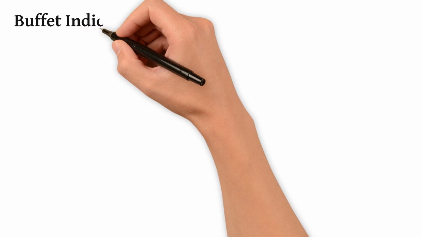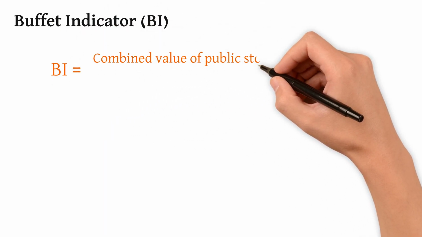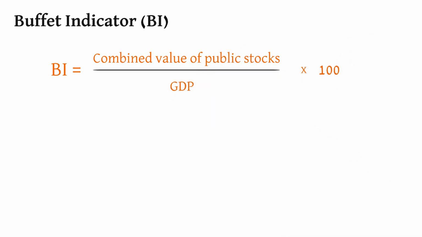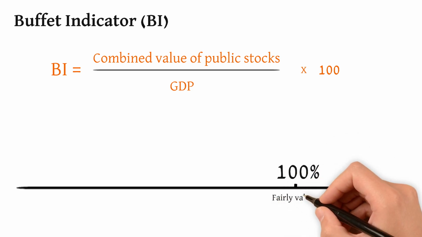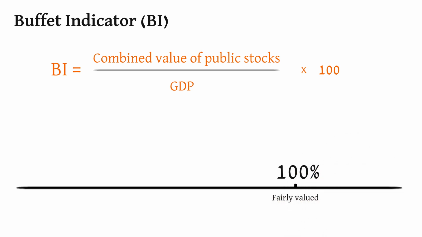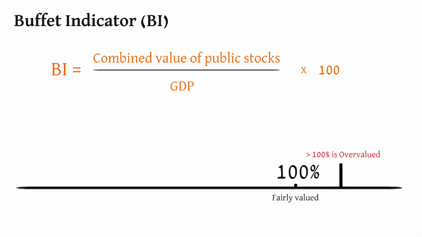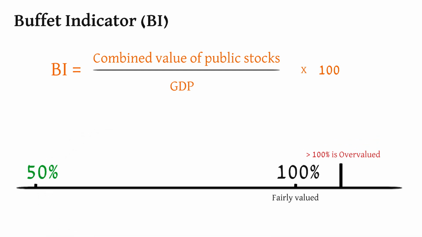The formula is straightforward. Take the combined value of all publicly listed stocks and divide it by the nation's GDP. Historically, a ratio around 100% indicates that the market is fairly valued. Typically, a result that is greater than 100% is said to show that the market is overvalued, while the value of around 50%, which is near the historical average for the US market, is said to show undervaluation.